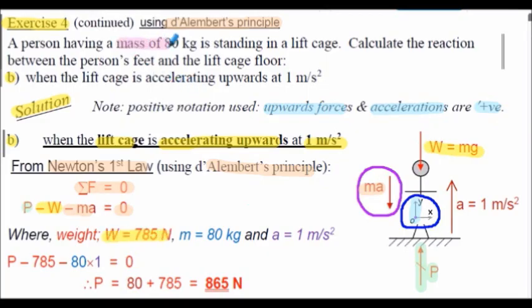We know the weight force from the previous slide. The mass is 80 kilograms given in the question, and the acceleration is 1 meter per second squared upwards. So inserting the values and rearranging the equation, we find that the reaction force P from the lift cage on the person is 865 newtons. That's to achieve a 1 meter per second squared acceleration upwards.